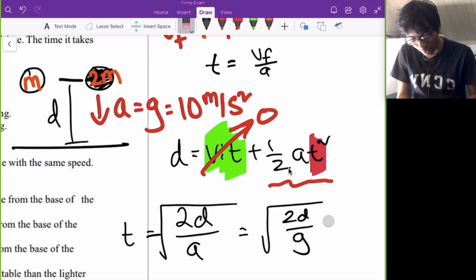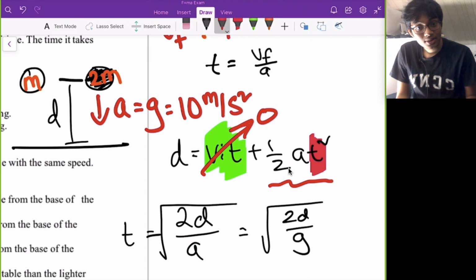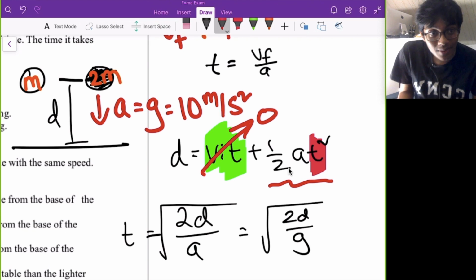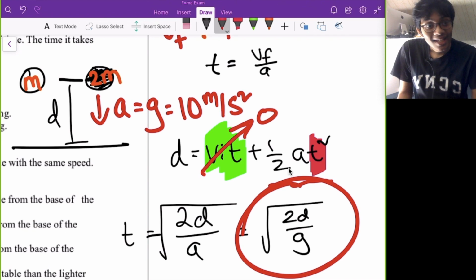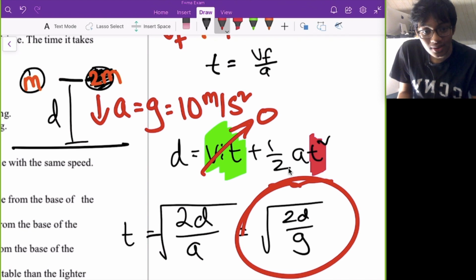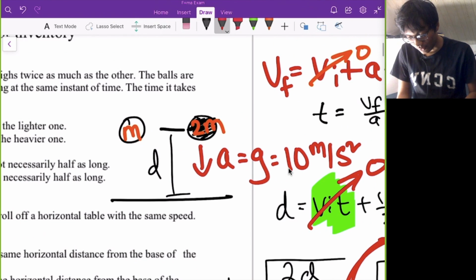It's that weird. But the fact of the matter is that both of the balls should hit the ground at the same time, because as you can see, mass doesn't play a role in the amount of time it takes for the ball to hit the ground. Now why? Why doesn't it play a role?